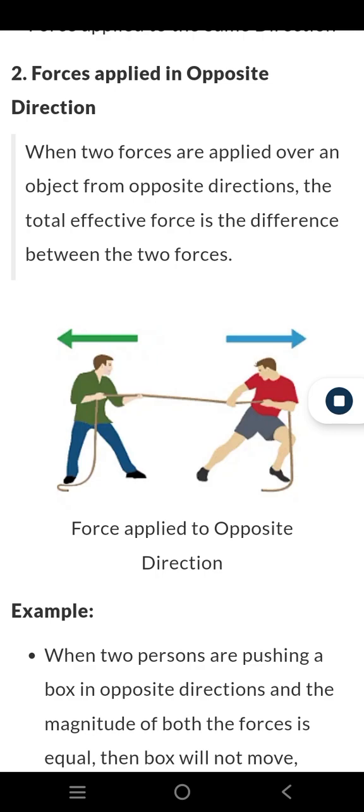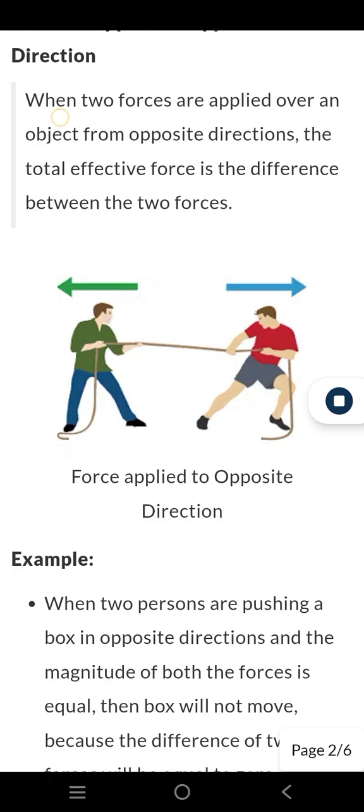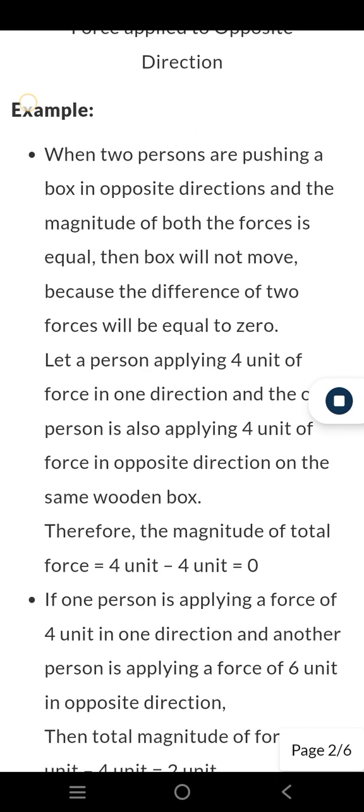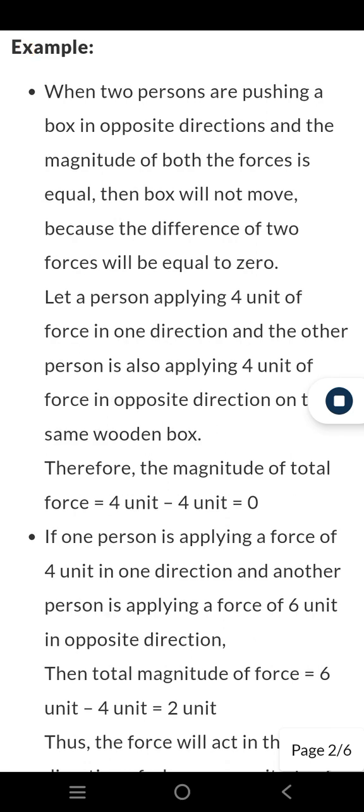Example: when two persons are pushing a box in opposite directions and the magnitude of both the forces is equal, then box will not move, because the difference of two forces will be equal to 0. Let a person applying 4 unit of force in one direction and the other person is also applying 4 unit of force in opposite direction on the same wooden box. Therefore, the magnitude of total force equals 4 unit minus 4 unit.